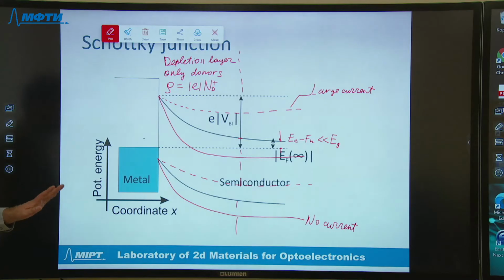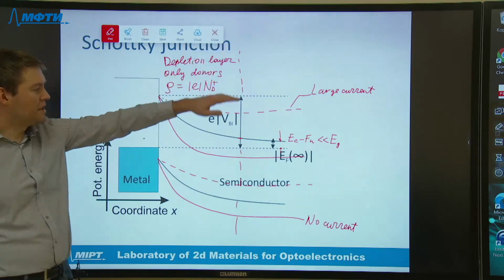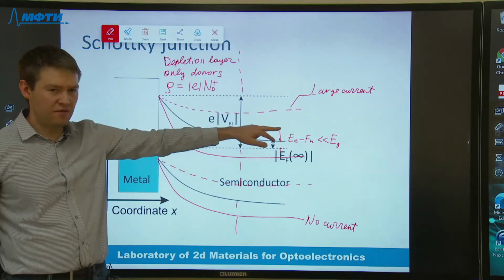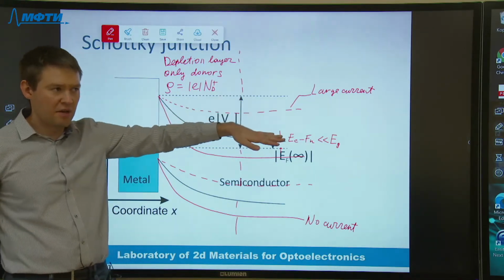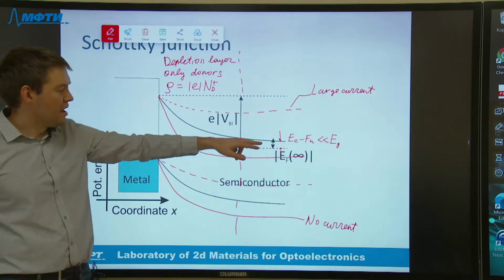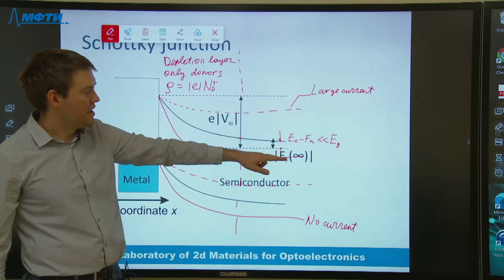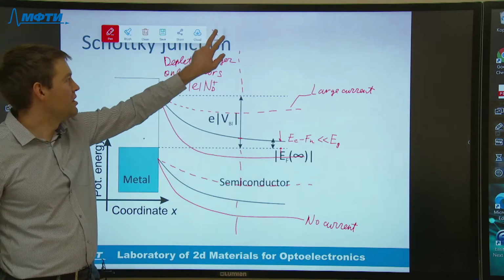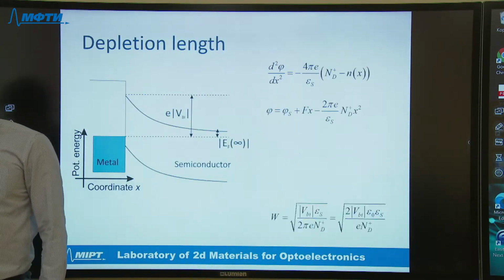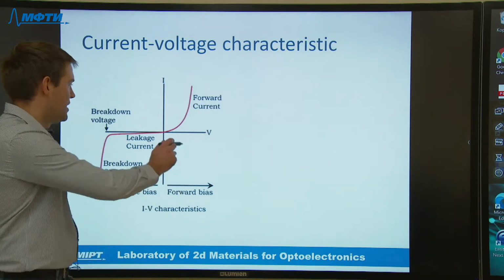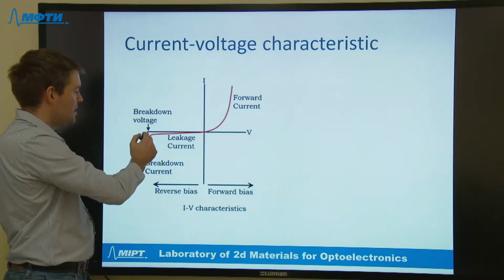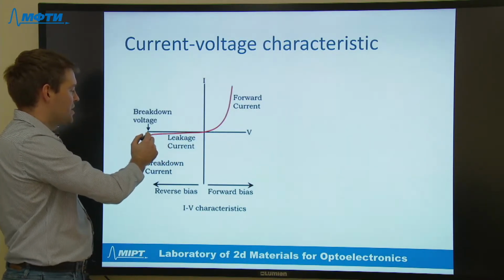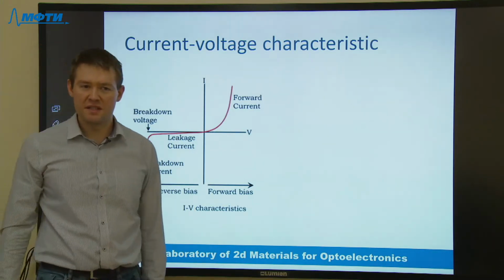And it appears that the current-voltage characteristic of a Schottky junction is very asymmetric. In one direction, when we apply negative voltage and hence raise the potential energy for electrons on the right side, the current will be large. And when we apply positive potential to the semiconductor side, the current will be low. The resulting current-voltage characteristic looks like that. So in the forward current region we have large current density, and in the backward current region we have very small current density.